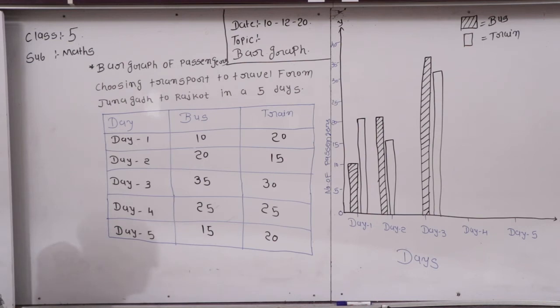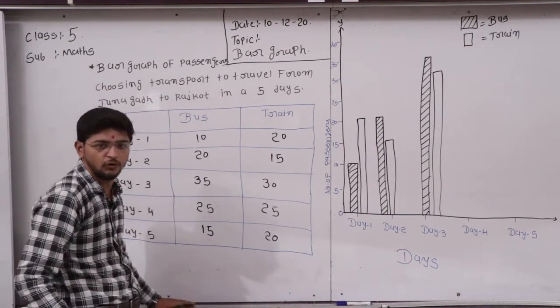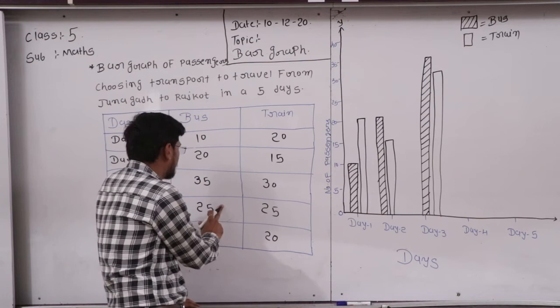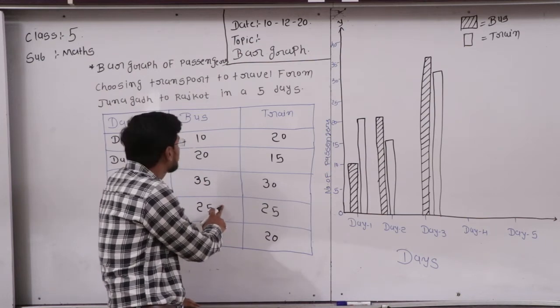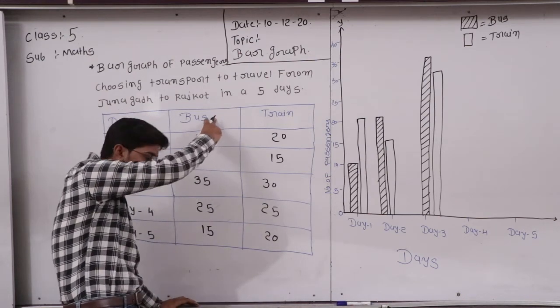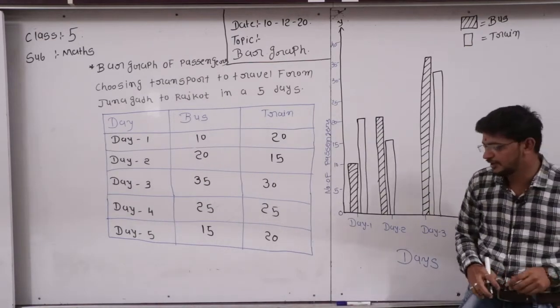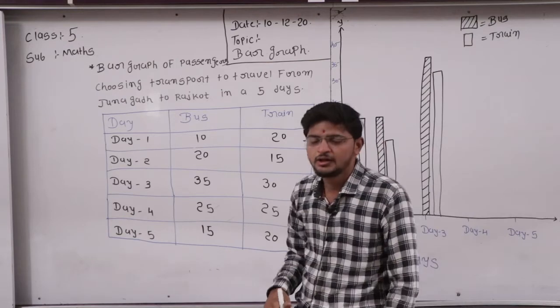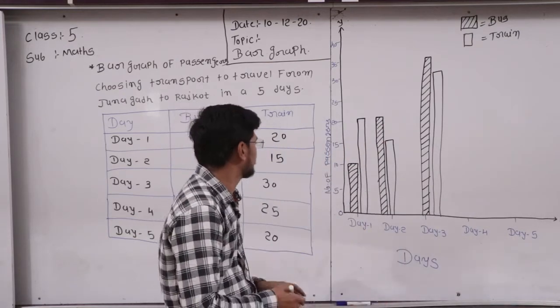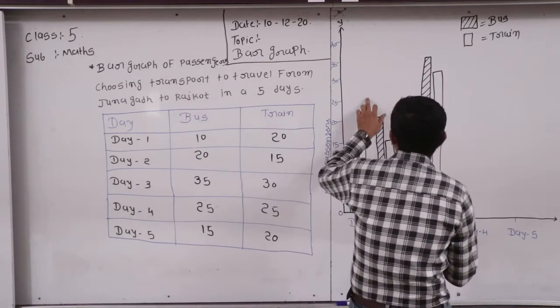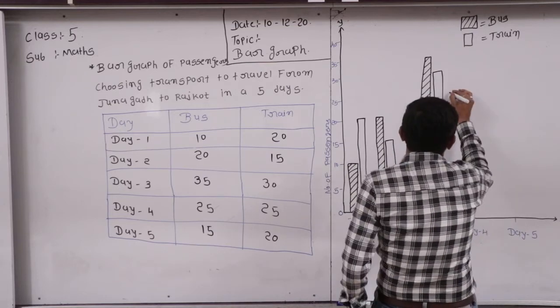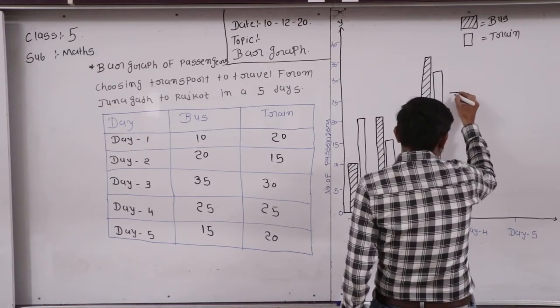Now we draw a bar graph for day 4. So how many passengers choose a bus? 25. Right? So find out day 4 on the x-axis and 25 on the y-axis. So day 4 is here and 25 is here. So we draw here the bus bar graph for day 4.